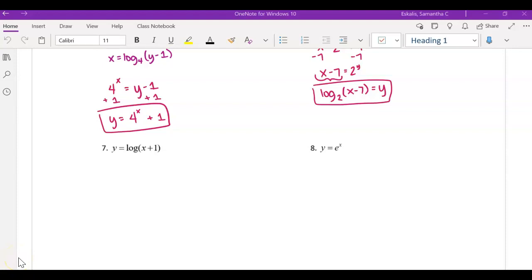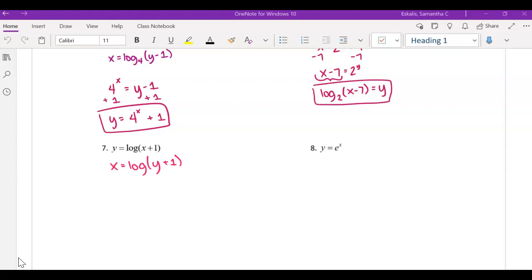All right, we're on our last two problems. Woohoo! So let's jump right into 7 with switching our x and y value. So we'll have x equals log of (y plus 1). Now I need to convert this into exponential form. Sorry, that should be a y.